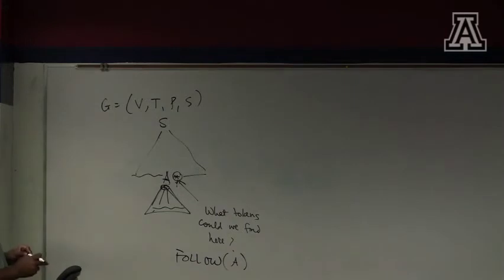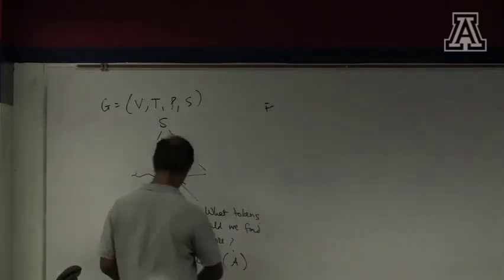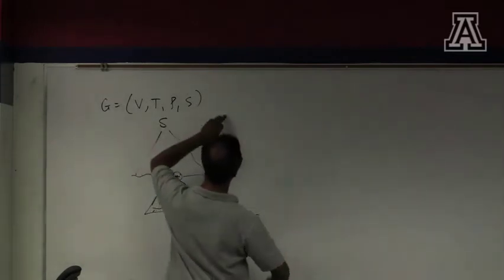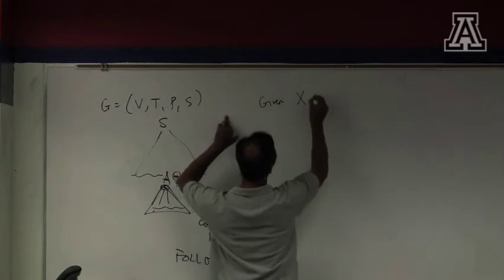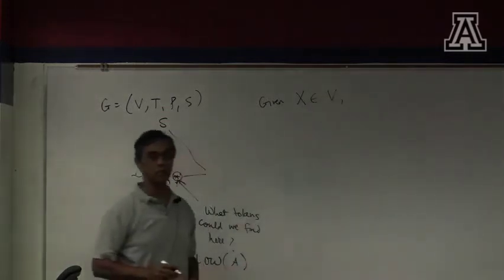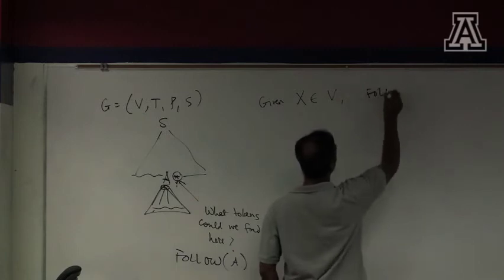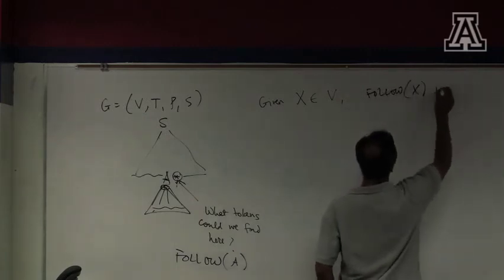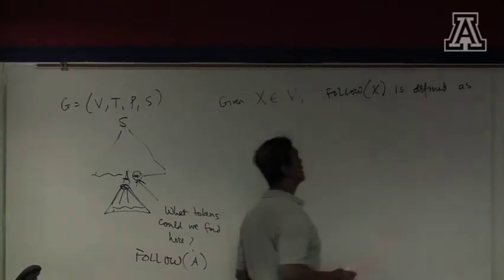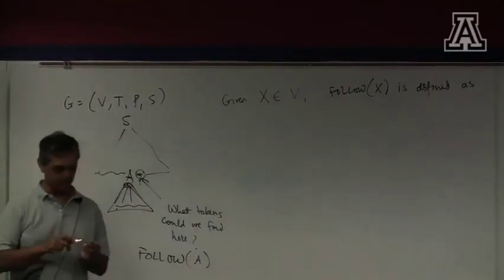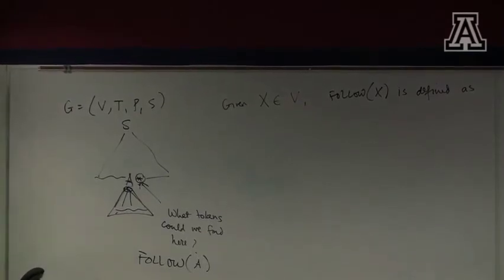Okay? So more formally, I have a grammar G. So given a non-terminal X in the set of variables, follow of X is defined as, let me speak it first and then I'll write down the notation. It's defined to be the set of tokens. So follow of X is a set of tokens.